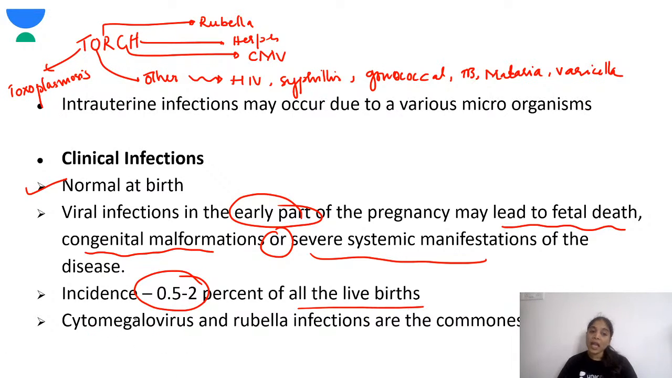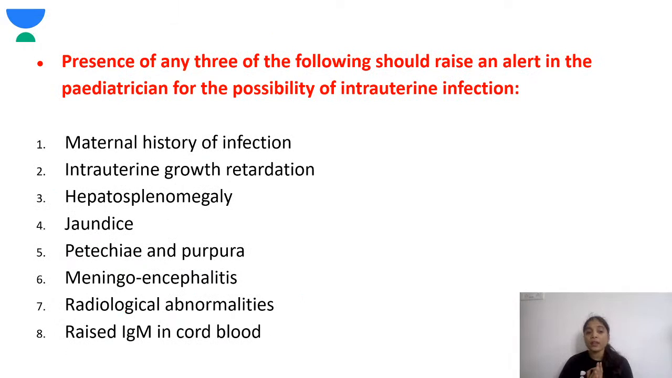Cytomegaloviral infection and rubella infection are the commonest of all the infections. Now, there are certain pointers you need to keep in mind which will put you on high alert to suspect an intrauterine infection. The presence of any three of the following should raise an alert in the pediatrician for the possibility of intrauterine infection.